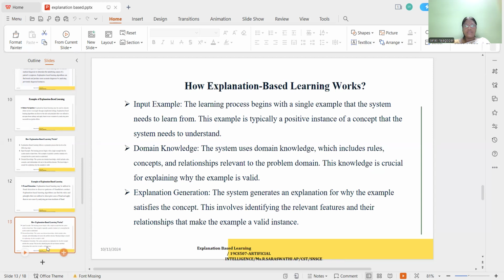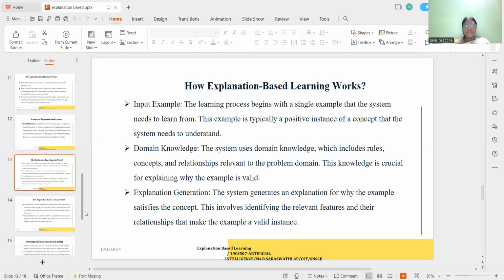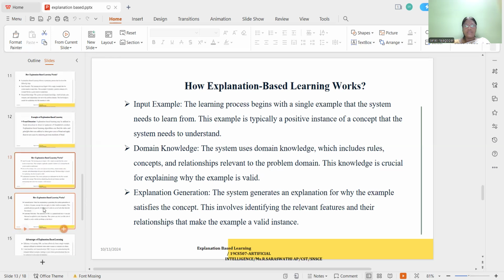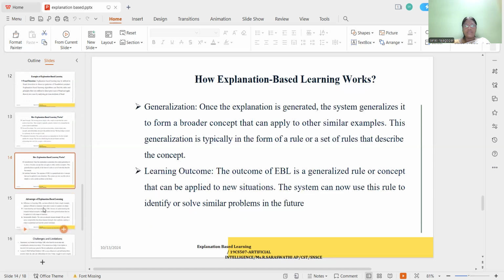Explanation generation. The system generates an explanation for why the example satisfies the concept. It identifies the relevant features and the relationships that make the example a valid instance. Next one is generalization. Once the explanation is generated, the system generalizes it to form a broader concept that can apply to other similar examples. Generalization is typically in the form of a rule or set of rules that describe the concept.